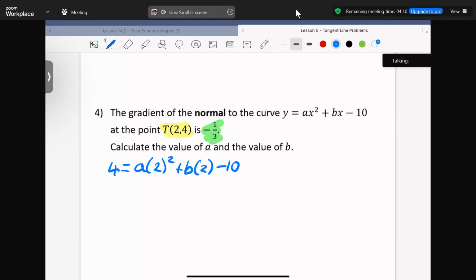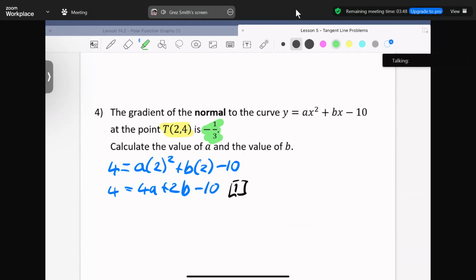We simplify that, we get 4 equals 4a plus 2b minus 10. We can simplify further if we want, but we don't need to. That's enough. As long as you get a linear equation in a and b, we can put it into the calculator later. So here now we have equation 1. That's the yellow piece of information. So the yellow piece of information leads us here.